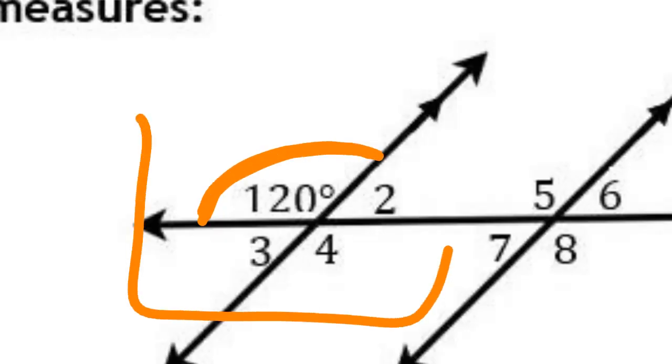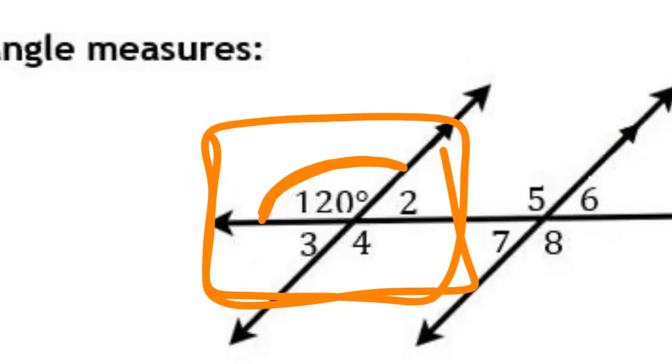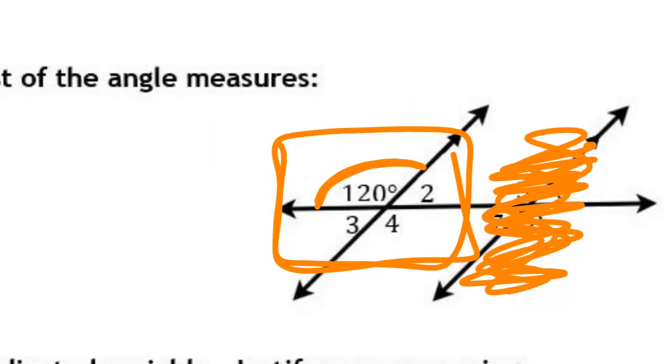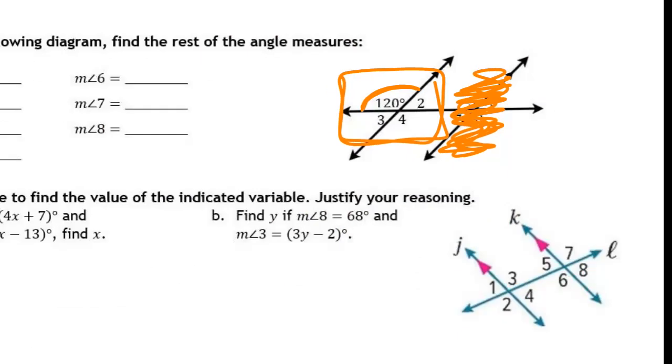If I'm looking only right here, I don't pay attention to this at all. I can find linear pairs and I can find a vertical angle. What would be the vertical angle to 120 degrees? Angle 4. So how big is angle 4? 120.